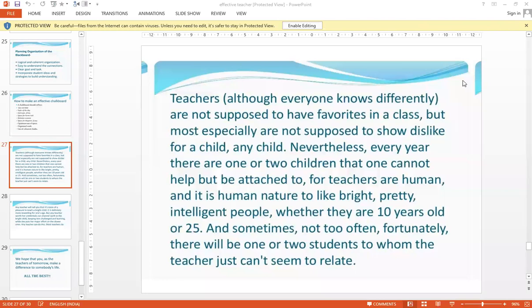Nevertheless, every year there are one or two children that one cannot help but be attached to. For teachers are humans, and it is human nature to like bright, pretty, intelligent people, whether they are 10 years old or 25. And sometimes, not too often, fortunately, there will be one or two students to whom the teacher just can't seem to relate.